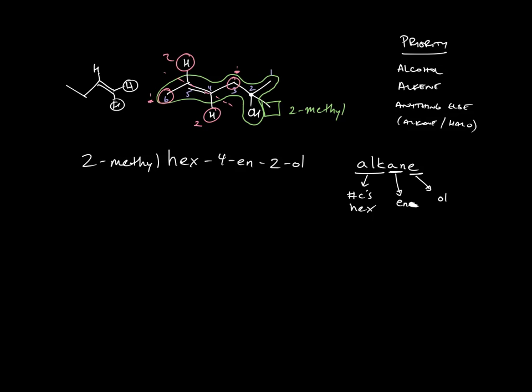So we would put that E either way out front, or, as is more frequently done, you would just stick it right in here where we're talking about the ene. So this could be known as 2-methylhex-4-en-2-ol, or you could just put the E in front, just like we do with R and S, and say (E)-2-methylhex-4-en-2-ol.